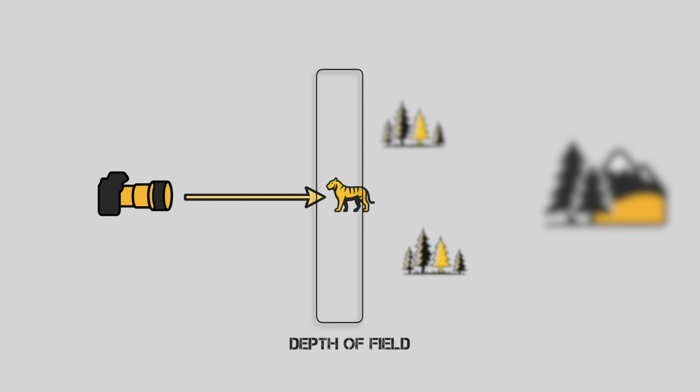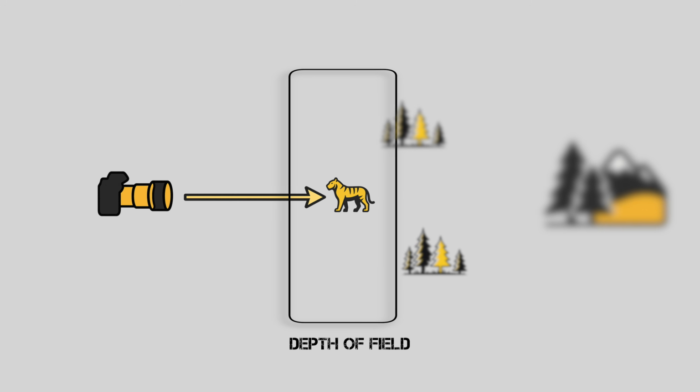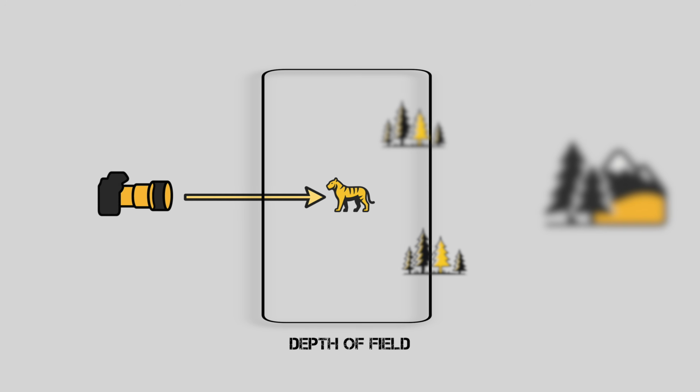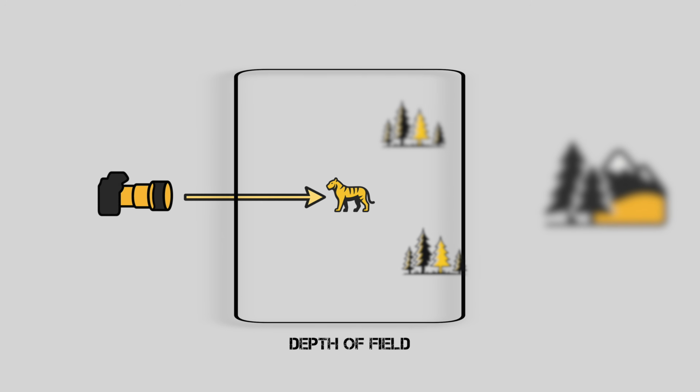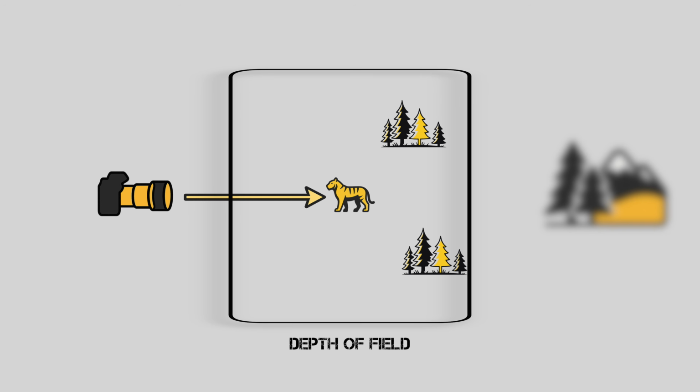Now, with a smaller or narrower aperture, the depth of field becomes thicker. As you move to f8 or f9, more of the scene now fits inside the depth of field. So more of the background stays in focus and the blur becomes weaker. Let's quickly see this in action.